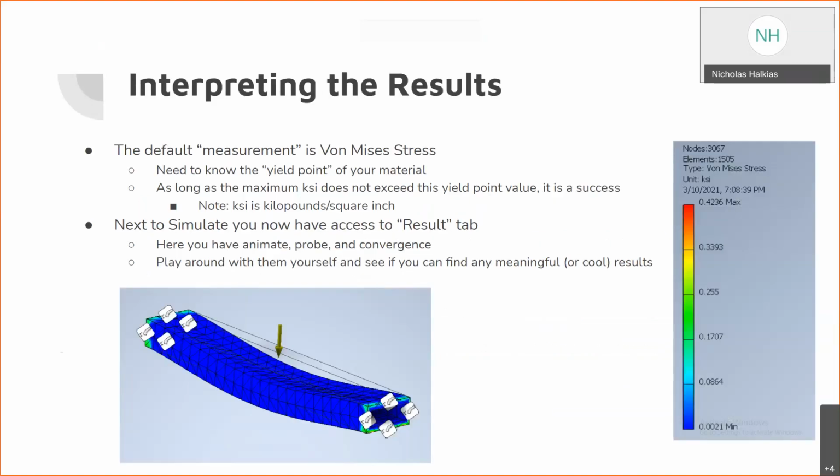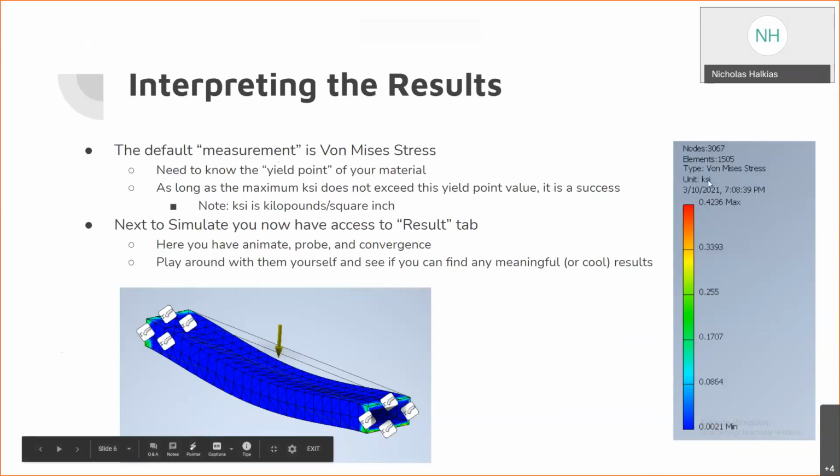So in terms of interpreting the results after you run your simulation, depending on your part, this is something I made. It's just a square pole. I think I used aluminum. So you see up here that says type, the von Mises stress. For this type of stress analysis, you just need to know the yield point or yield strength of your material. And as long as your maximum does not exceed that yield strength or yield point value, it could be considered a success. Your material or part wouldn't fail.